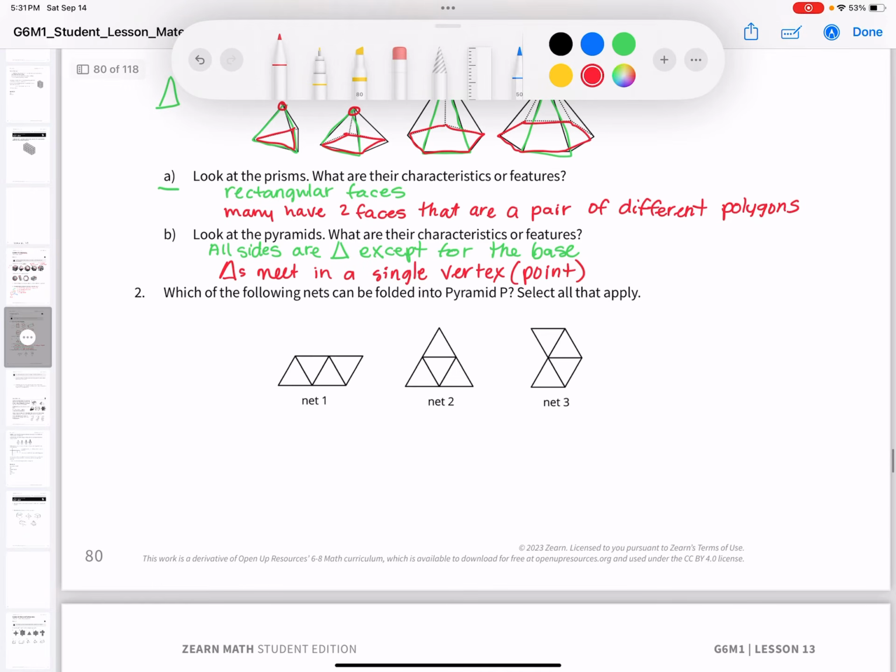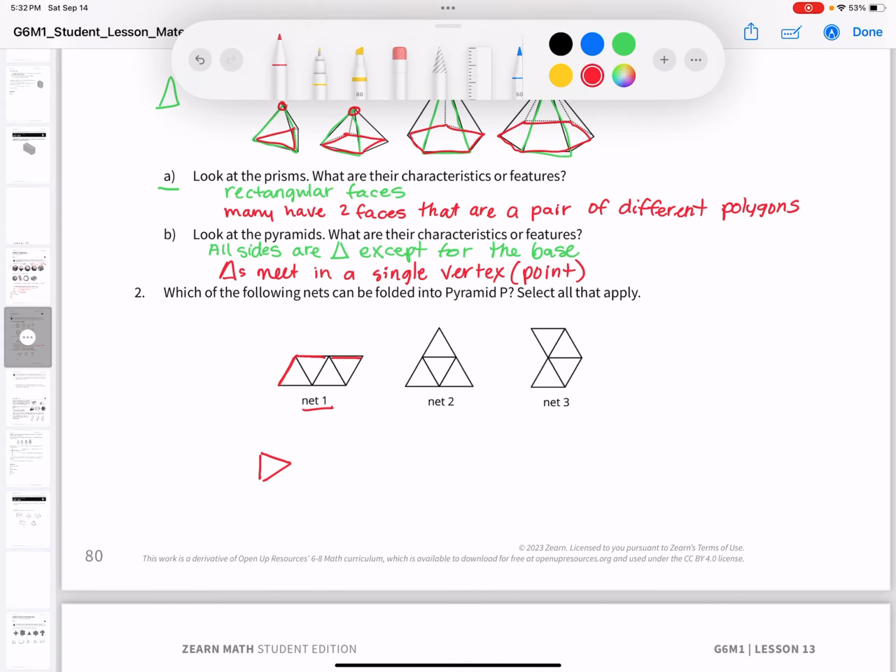So for your reference, this net can be folded into a pyramid, right? So this line is going to meet up with this line, right? No, I'm sorry, that's wrong. Let's look. This line and this line are going to meet, as are that. So that's going to get us our triangular base.